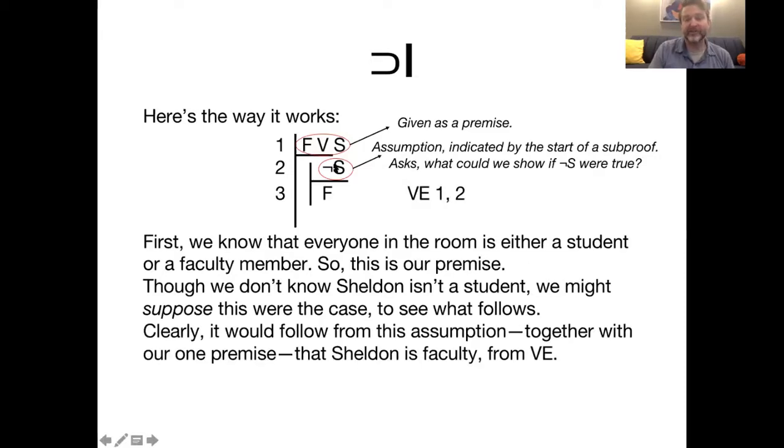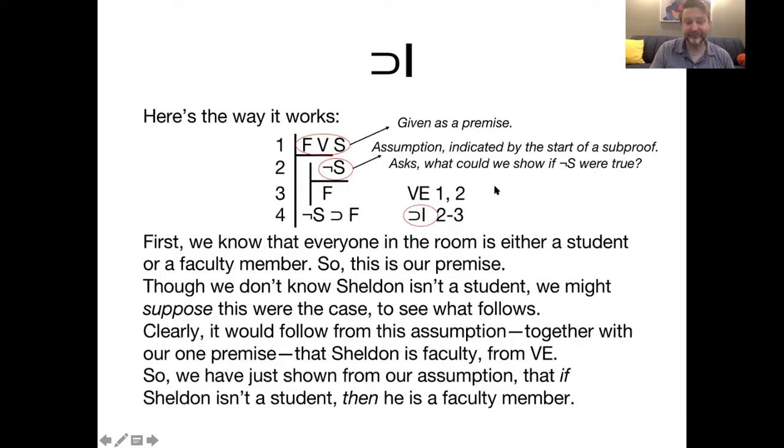And so clearly it follows from this assumption, from it's not being the case that S, that F. And the way we would get to F is very simply through the application of our disjunction elimination rule from our premise 1 and our assumption at 2. Right? So we've shown if not S were true, then F would follow. So if we've shown that, then we've just shown from our assumption that if Sheldon isn't a student, then he is a faculty member. Right?